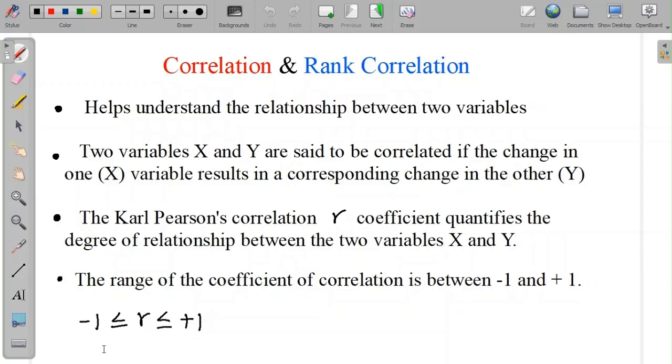In this video lesson, we'll focus on understanding the concept behind correlation and rank correlation. Correlation is a statistical measure which helps us understand the relationship between two variables, x and y. We call them correlated if the change in one variable results in a corresponding change in the other.